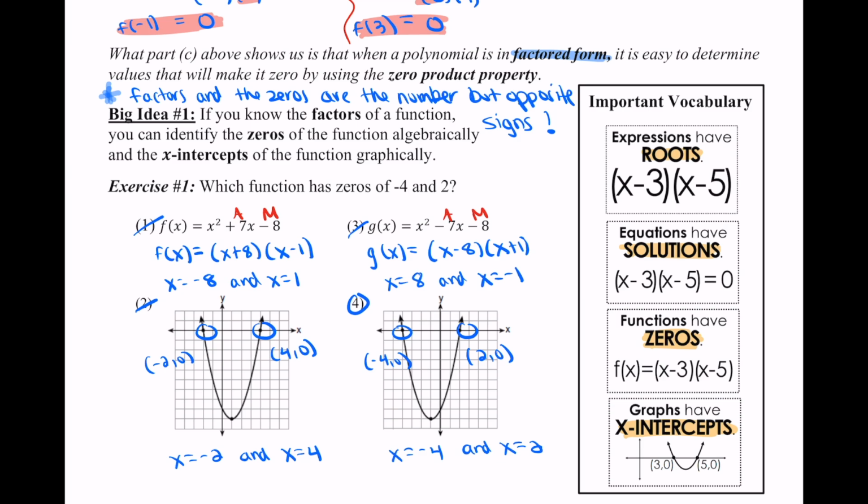I could take an expression and set it equal to 0 to create an equation. I could take a function and plug in 0 for f of x and get an equation. I could take a function and graph all the x, y ordered pairs to create a graph. So really the only big difference is the way in which you write the answers. So roots, solutions, and zeros would be asking for x values only. And for x-intercepts, you should be identifying x, y ordered pairs.